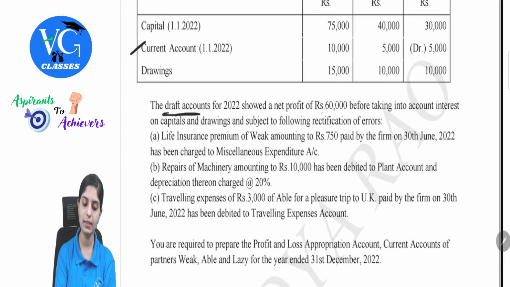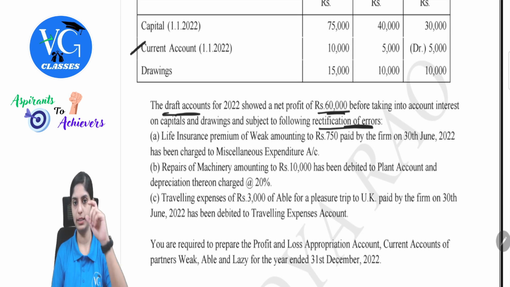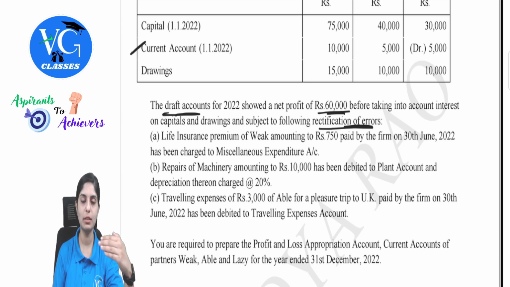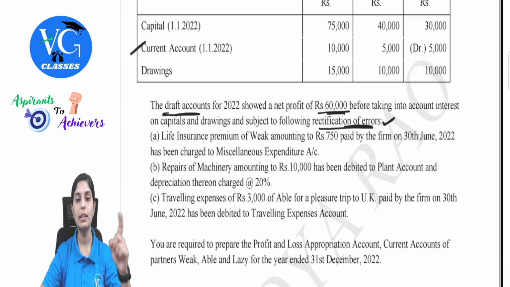Showed a net profit of 60,000 before taking into account interest on capital and drawings and subject to the following rectification of errors. See, till now in whatever questions we saw, there was net profit before providing for partnership related adjustments. So here also there are partnership related adjustments, that is interest on capital and interest on drawings. But along with that, there is also one point which says subject to the following rectification of errors. That means first what we have to do, there are some transactions which have errors. We need to rectify them, consider the impact they might have on the profit and then take the corrected profit for all of these calculations.